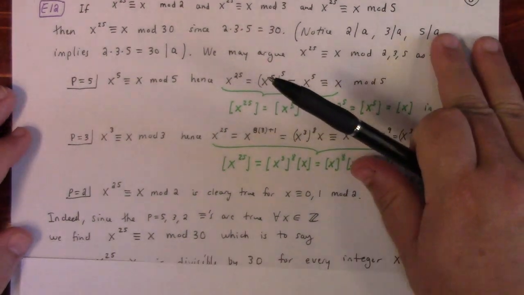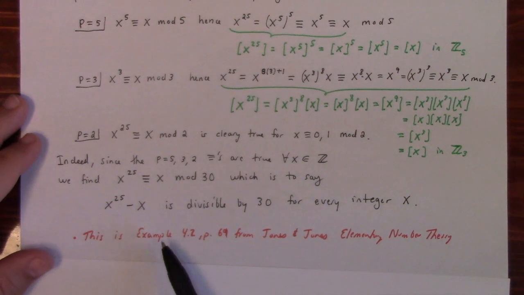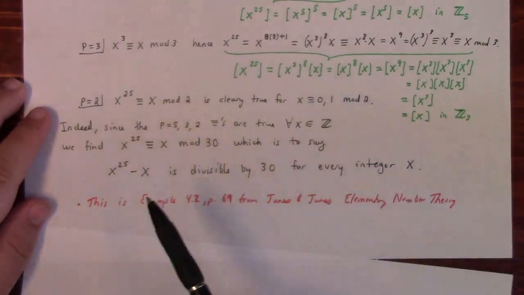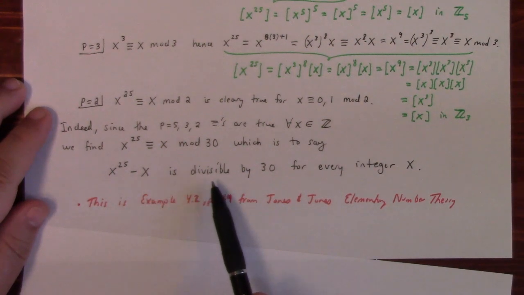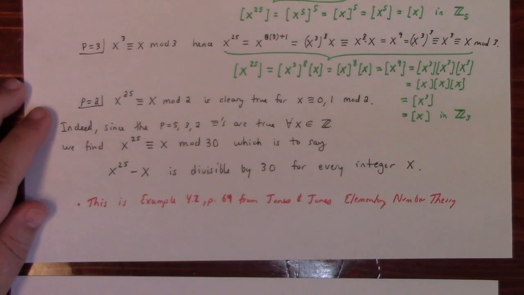We've proved it for 2, 3, and 5, which means we get it for 30, which is to say the following: x to the 25th minus x is divisible by 30 for every integer x, which is actually kind of like, whoa, interesting.